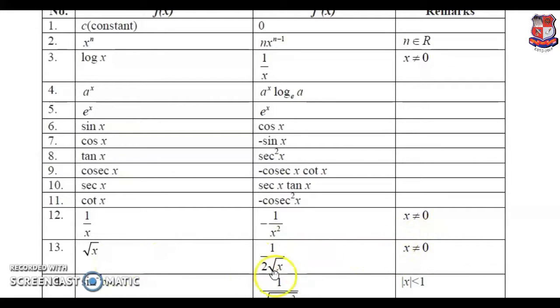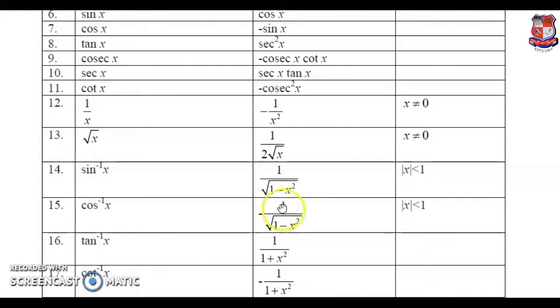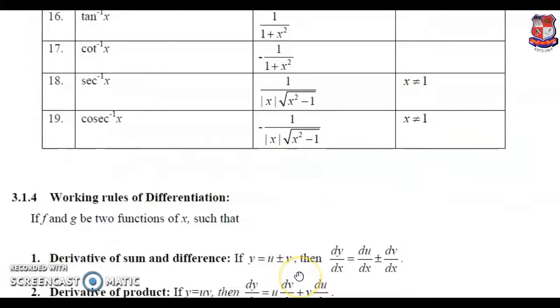Square root of x gives 1 upon 2 square root of x, where x is not equal to 0. sin inverse x gives 1 upon square root of 1 minus x square, with modulus of x less than 1. cos inverse x gives minus 1 upon square root of 1 minus x square, modulus of x less than 1. tan inverse x gives 1 upon 1 plus x square. cot inverse x gives minus 1 upon 1 plus x square. sec inverse x gives 1 upon modulus of x square root of x square minus 1, and cosec inverse x gives minus 1 upon modulus of x square root of x square minus 1, where modulus of x is greater than 1.